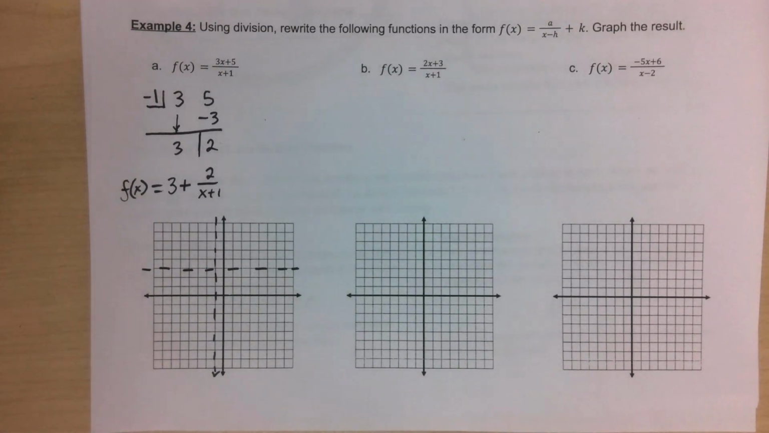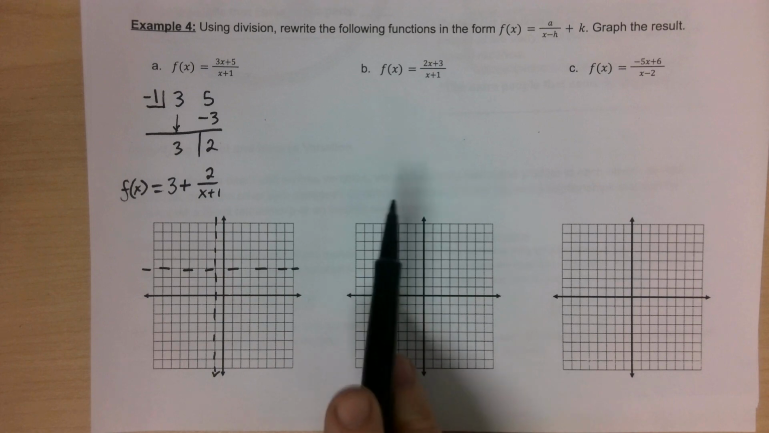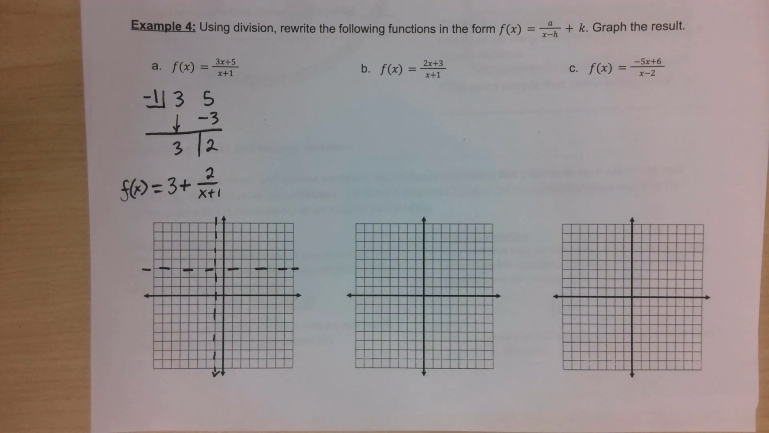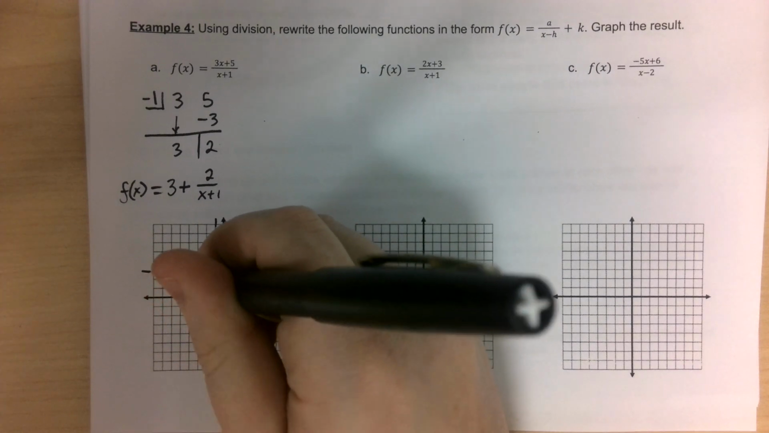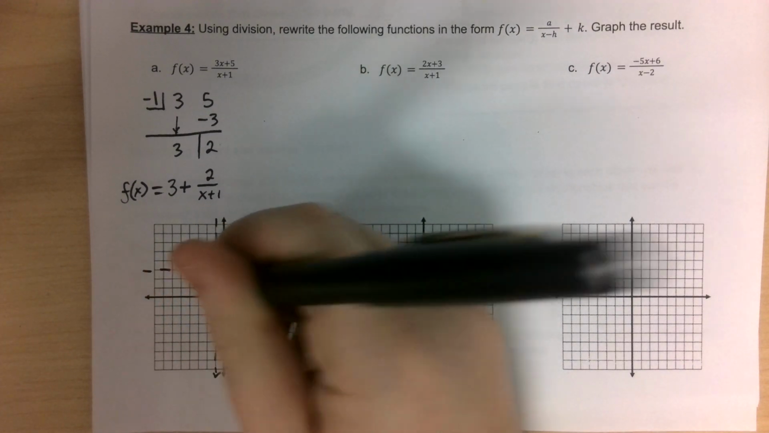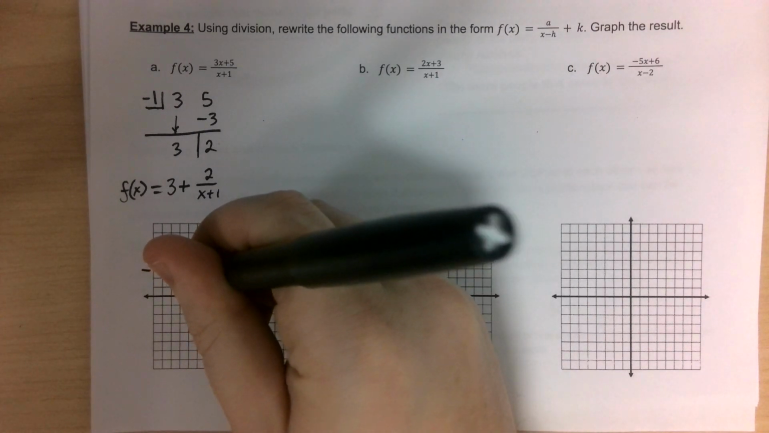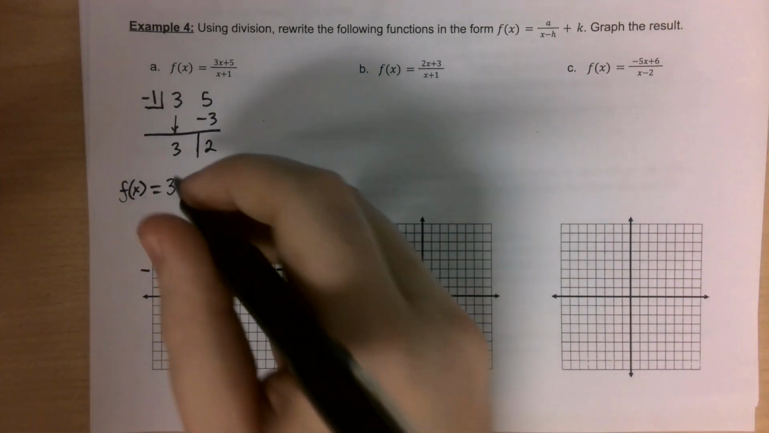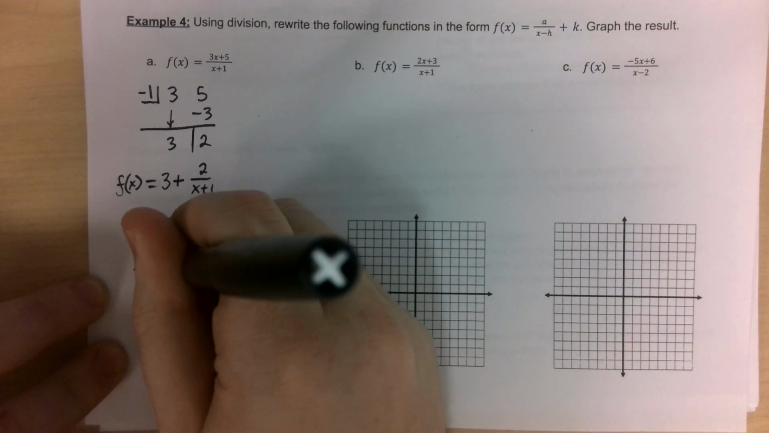I've already taken the liberty of plugging in a couple of points, a couple of them to the left of -1 and a couple of them to the right of x equals -1. So let me plot those points down for you real quick. We would get -2, 1. We would get -3, 2. And those are the only points we really need in order to graph this.